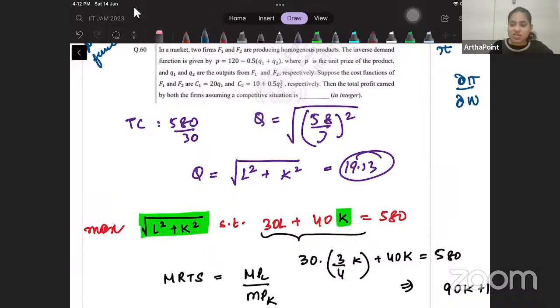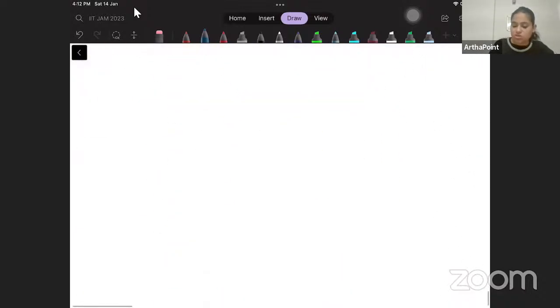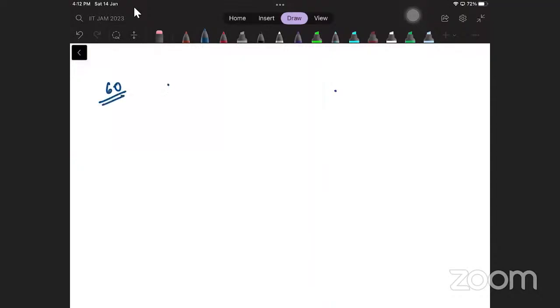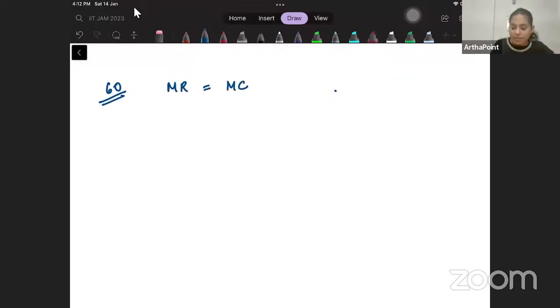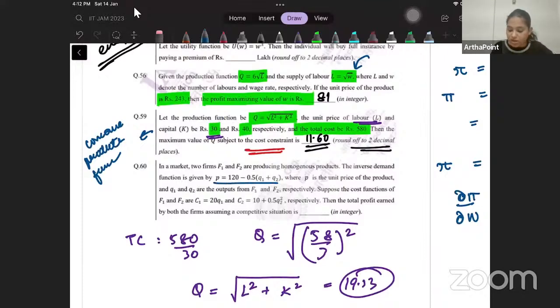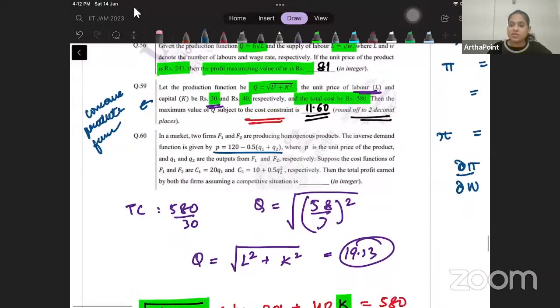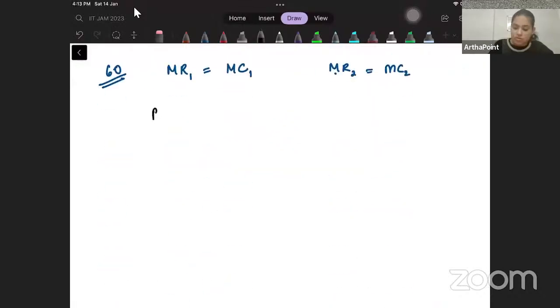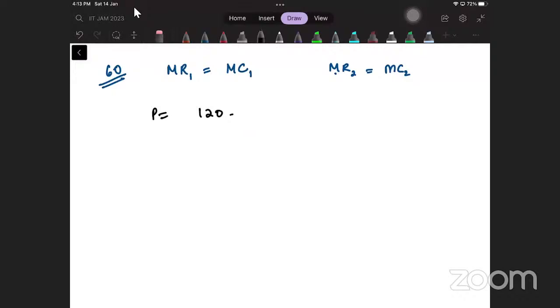Okay. So in the last question, we will equate marginal revenue to marginal cost. Question number 60. I will say MR equal to MC. So MR1 equal to MC1 and MR2 equal to MC2. That's the only thing that you have to do. If you notice in this question, my price is 120 minus 0.5 times Q1 plus Q2.